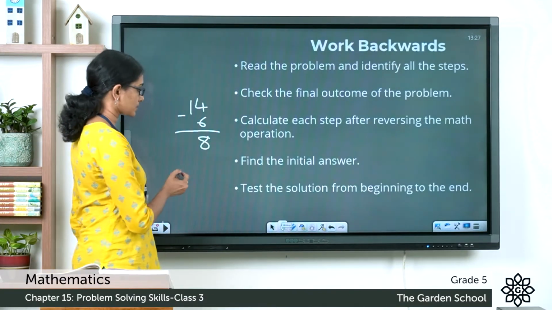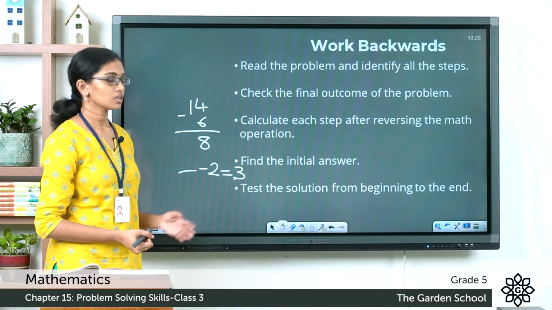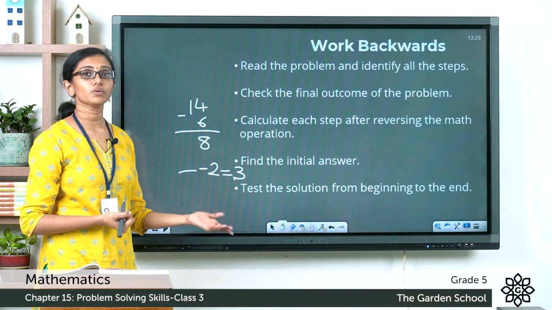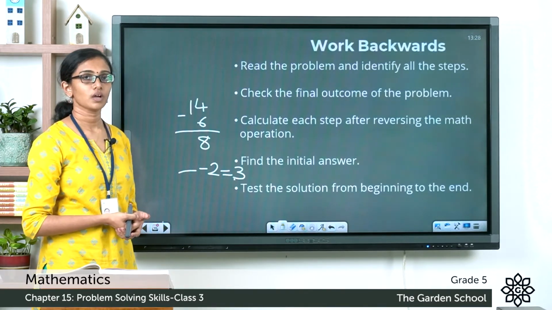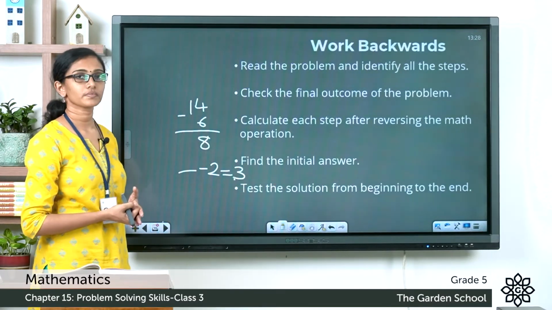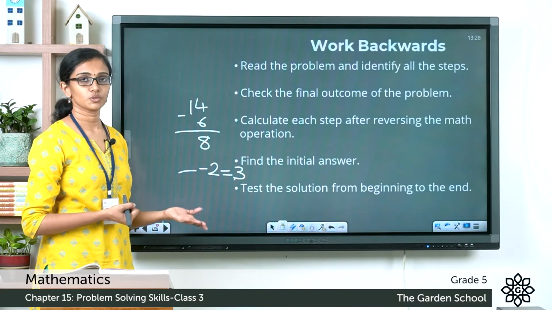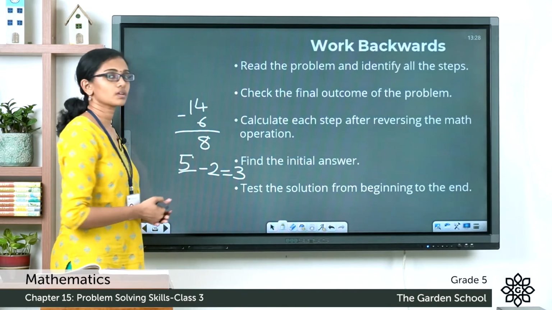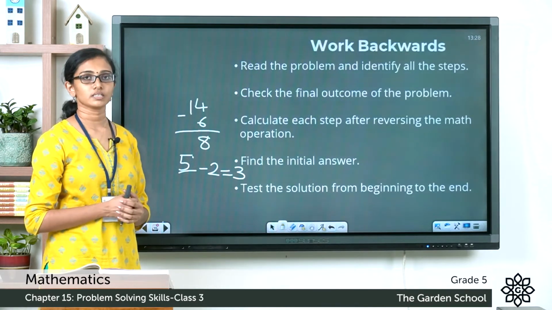What if you are given a question like dash minus 2 is equal to 3? You know the final outcome or the final result, and you know the steps, but you don't know the initial condition or what should be put here. How would you find it out? Here in this case, you'll start working backwards. You'll start with the result and then you'll reverse the math operation to get the answer, which means you will add this 3 with this 2 to get the answer 5. So initially it was 5 and you subtracted 2 from it and then you got the final result as 3.